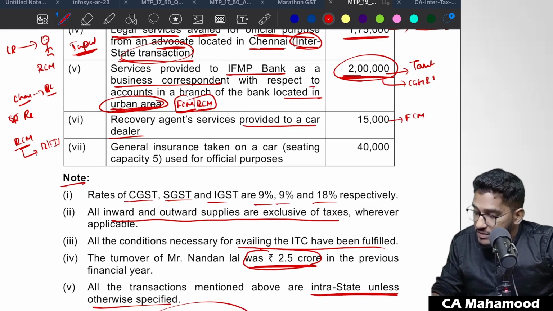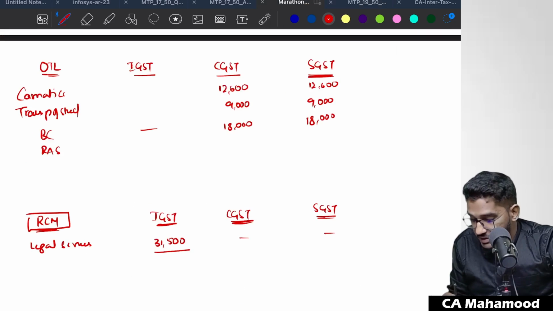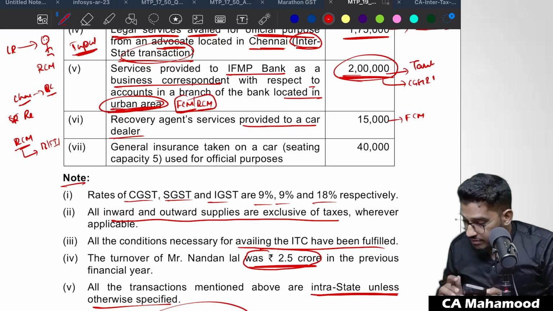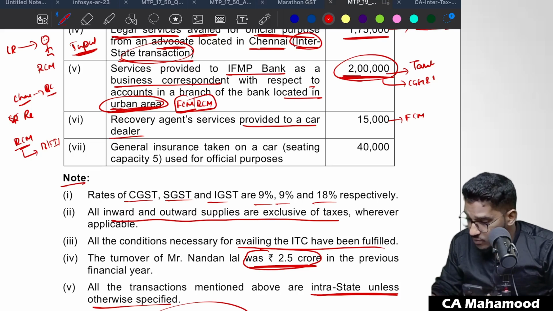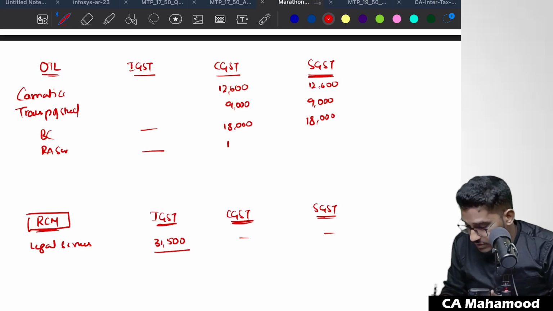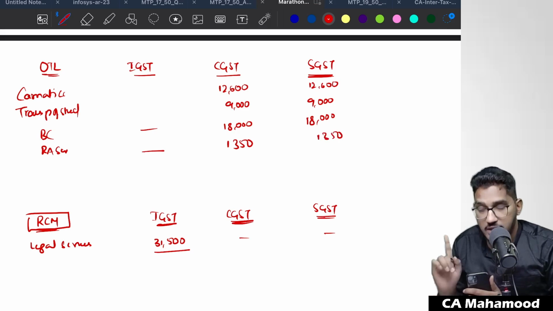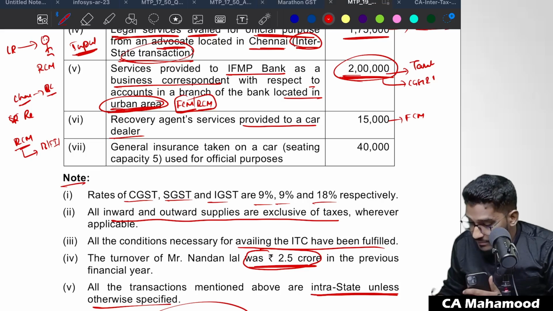So recovery agent services, 15,000 will be getting covered under forward charge mechanism only. So how much value? 15,000 rupees. So 15,000 into 0.09, 1,350. So 1,350 rupees of CGST, 1,350 rupees of SGST, output tax liability will be there.